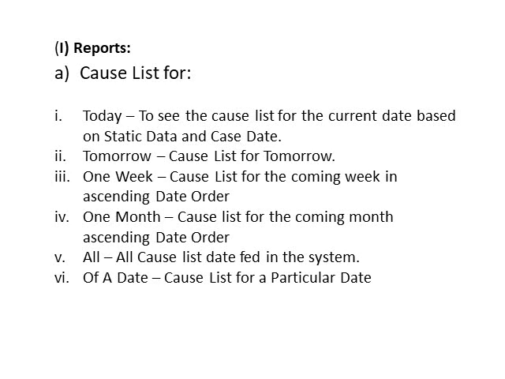Here other options are reports. Under reports, cause list for today. To see the cause list for the current date based on static data and case date, you have to click on today. If you want to see the cause list of tomorrow, then you have to click tomorrow. Likewise for 1 week, 1 month, and after that all cause list dates fed in the system.